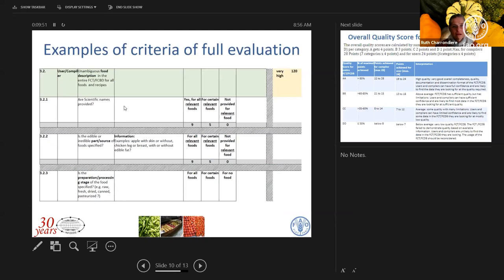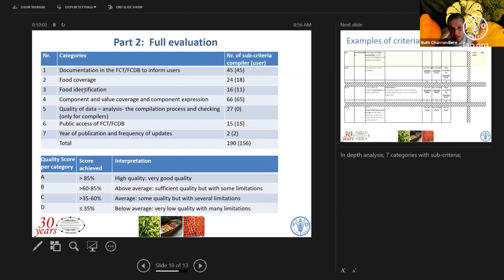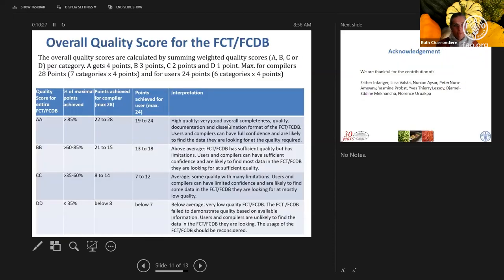And here is one example only. For example, in the category three, which was the food identification: are scientific names provided, and then it is for all relevant foods, for certain, or not at all. Or is the edible part there, or the preparation and processing stage. And again, for all, for none, or for certain. And depending on that, you can see that you can get a higher score. And if it is none, then it is zero.